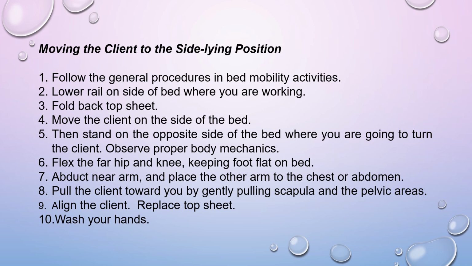Observe proper body mechanics. Number 6, you flex the far hip and knee, keeping foot flat on bed. Abduct your arm and place the other arm to the chest or abdomen. We pull now the client toward you by gently pulling scapula and the pelvic area at the count of 3. Now we're going to turn to side-lying position. 1, 2, 3. And then you have to align the client, replace top sheet, and of course, you have to wash your hands.